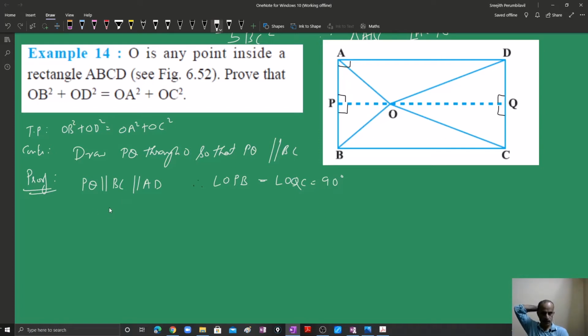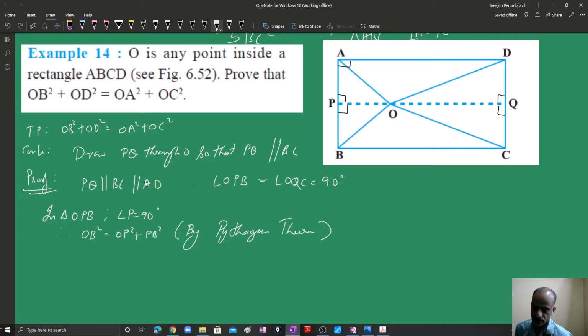Fine. Now let us look into what is asked. You have been asked to prove this: OB square plus OD square. So we ask ourselves a question, and the question is very simple: is there any triangle with OB as hypotenuse? Yes, there is one triangle. So here we start. In triangle OPB, angle P is equal to 90 degree. Therefore, OB square is equal to OP square plus PB square. Why? By Pythagoras theorem. Fine. Right, ready? That part is over.